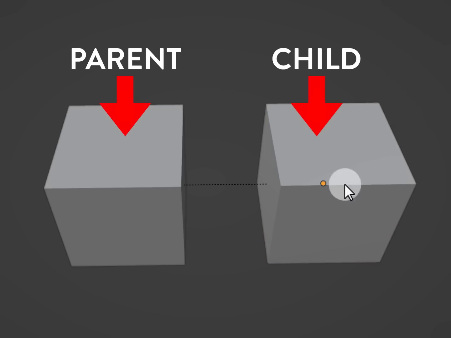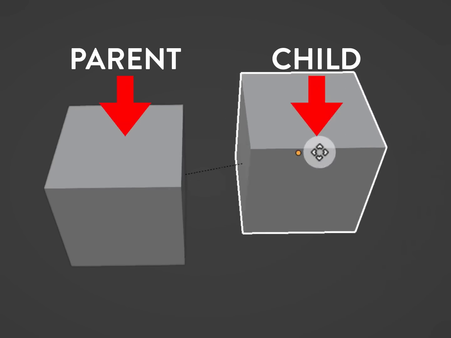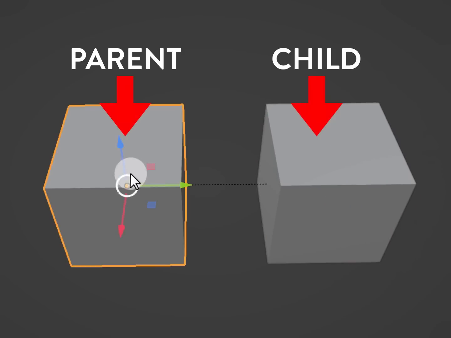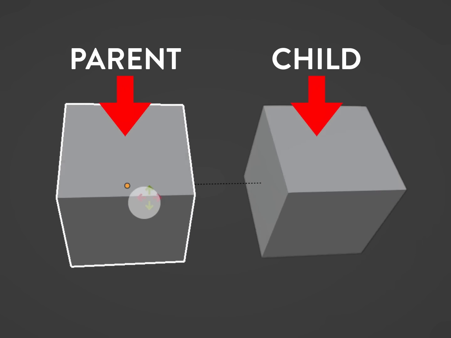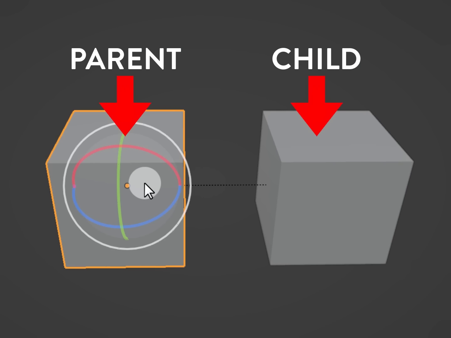A child object is an object that moves independently but doesn't affect other objects. And a parent object is an object that moves itself, but it also moves other objects. This is a parent and child relationship.